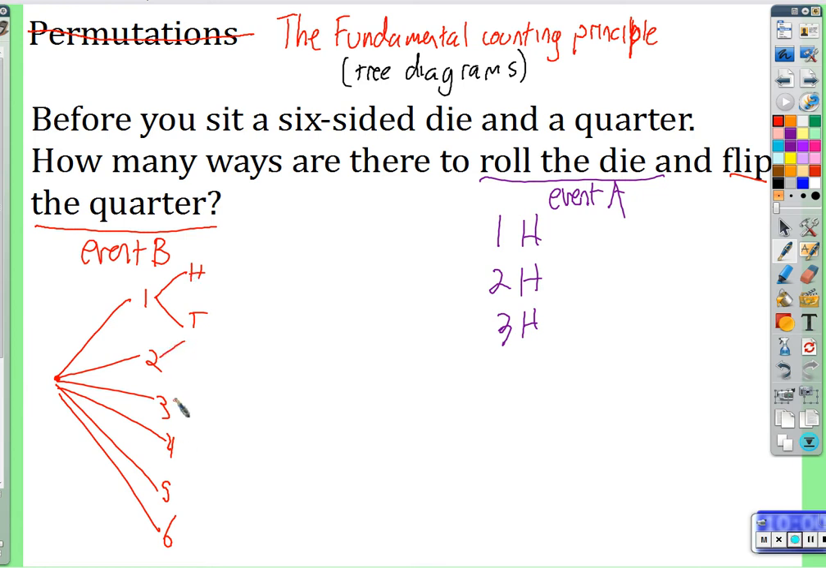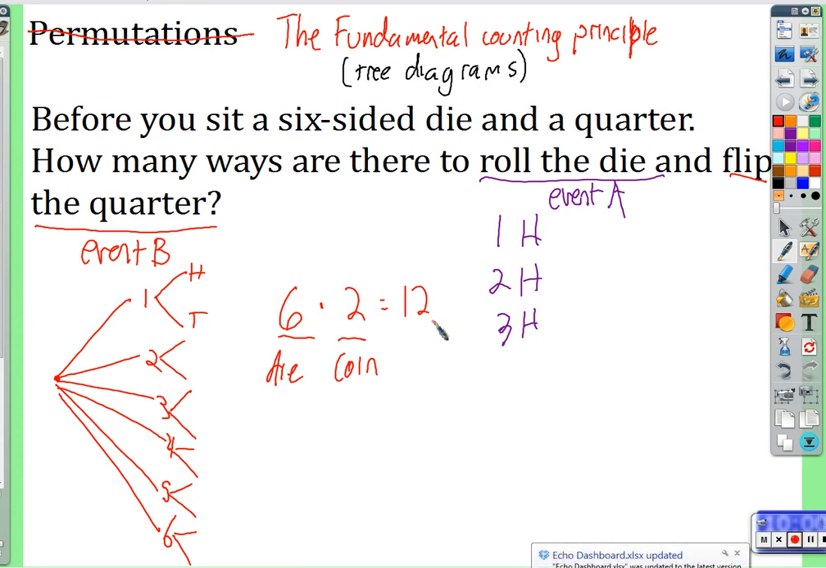But we want to speed this up because, for one, what if these numbers are bigger? So all these are heads, tails, heads, tails, heads, tails. This tree diagram is small enough that we can draw the whole thing and clearly see how many branch tips. There's 2 for every 6, so 6 times 2 gives us 12. 6 for the die, 2 for the coin, multiply them together, you get 12. So that's it. Fundamental counting principle: 6 ways this can happen, 2 ways this can happen, multiply them together.